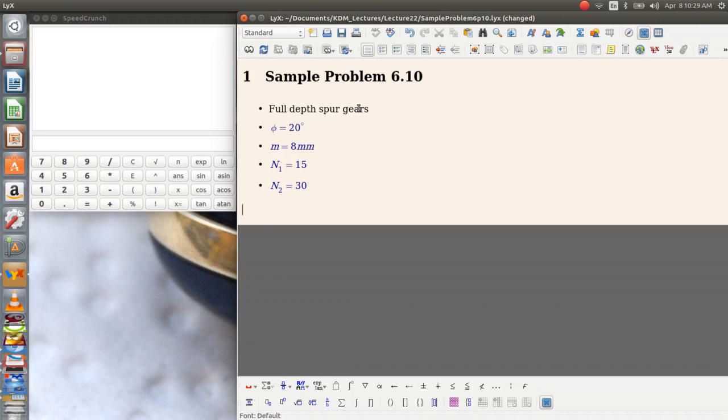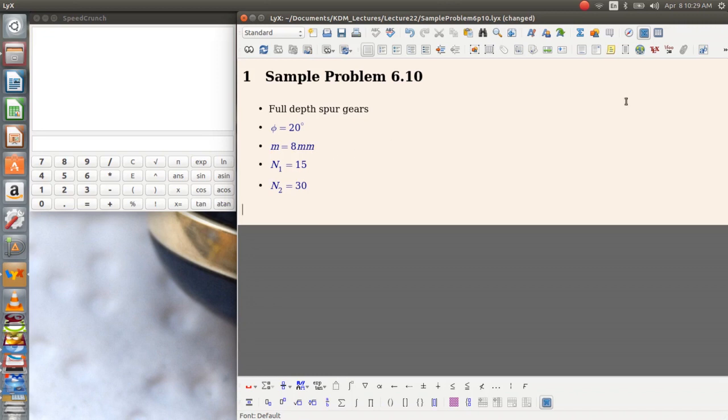Two standard, so full depth, 20-degree spur gears have a module of 8 millimeters. The larger gear has 30 teeth, while the pinion has 15. Will the gear interfere with the pinion? So this is a fairly straightforward problem, and it's worth illustrating a couple of things here. First off, we see that these gears have a module, therefore they are metric or SI gears.